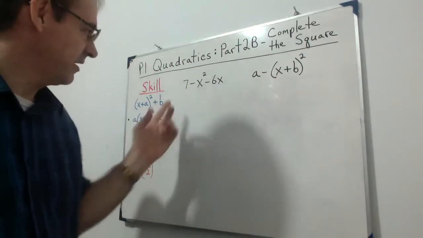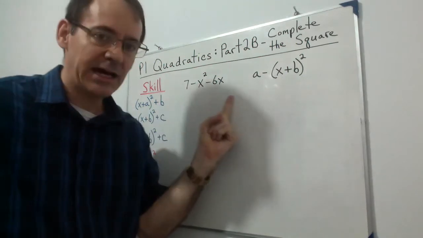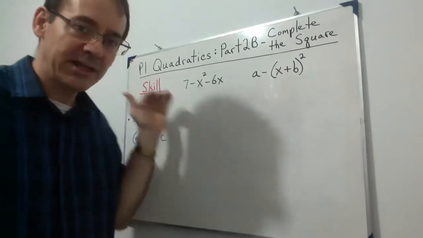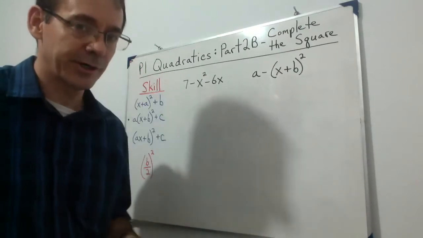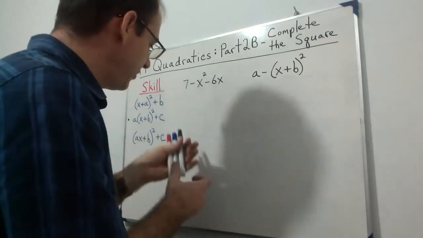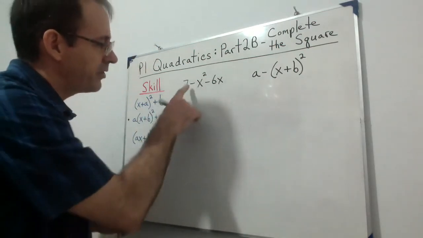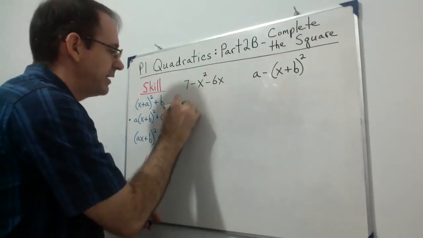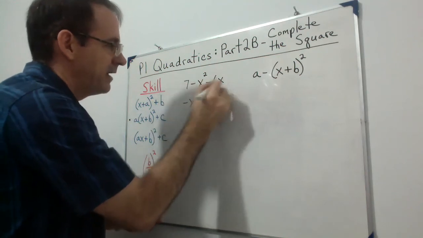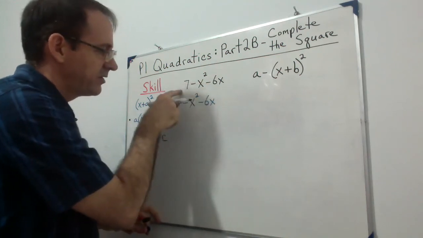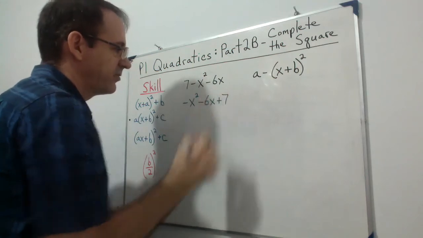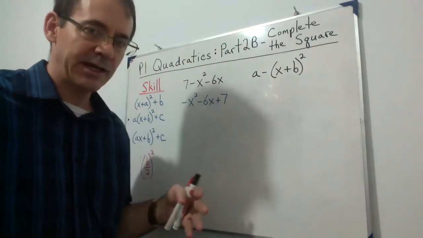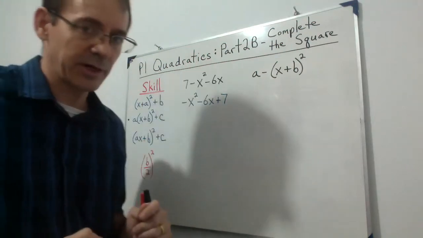So the first thing that you need to recognize is this is not proper algebraic order. Proper algebraic order goes in decreasing exponential order. So we want decreasing exponential order, and remember the sign goes with the term. So here's our highest power, so it should be a -x squared, and then the -6x, and this is an understood +7. So the first thing I'm going to do is put it in proper order so that it makes sense as we go through the complete the square process.